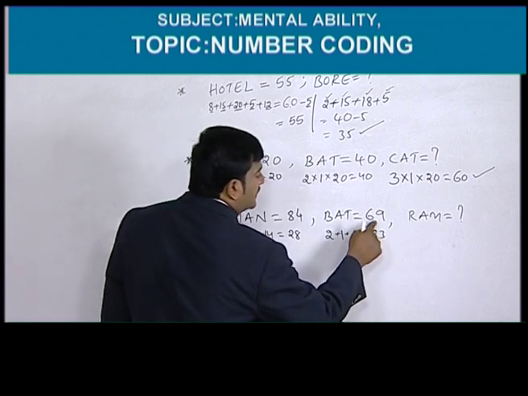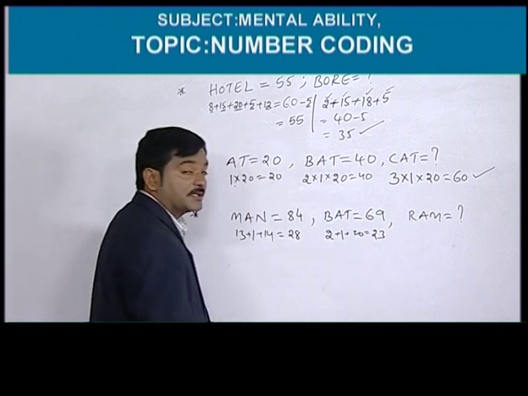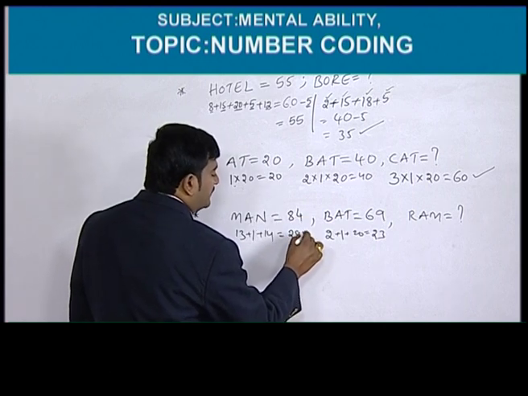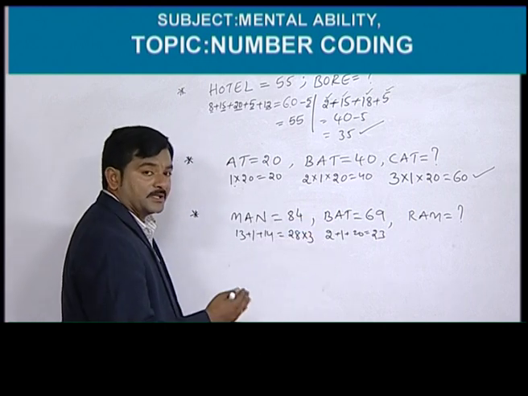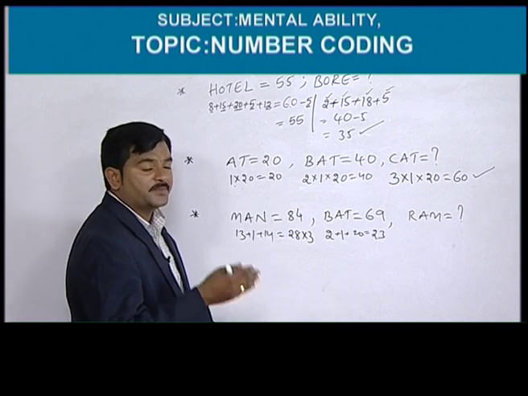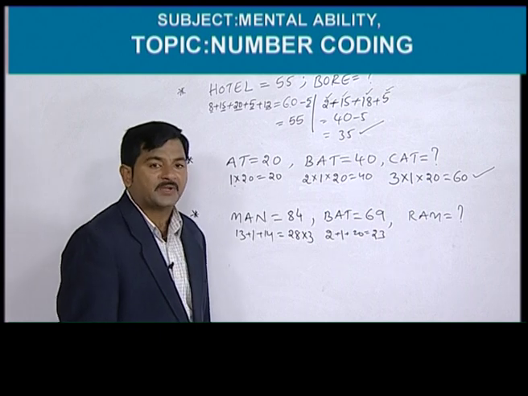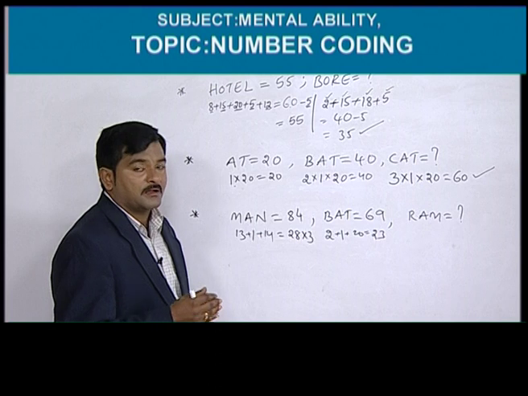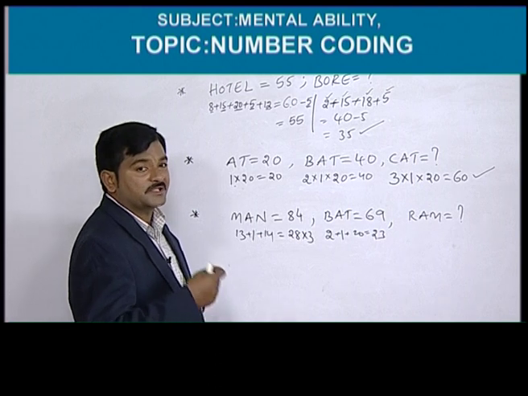Similarly, how can we get 69 from 23? Think logically. 28 times 3 means multiplying 28 with 3. 23s are 60, 8 3s are 24. 60 plus 24, how much am I getting? 84. What does it mean? He multiplied the obtained number with 3.